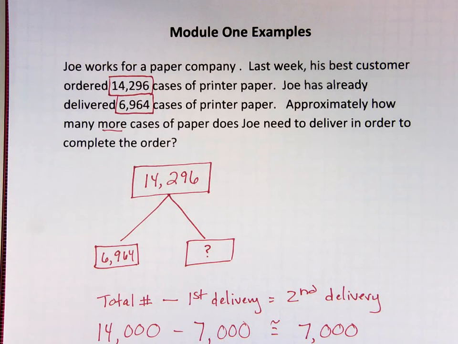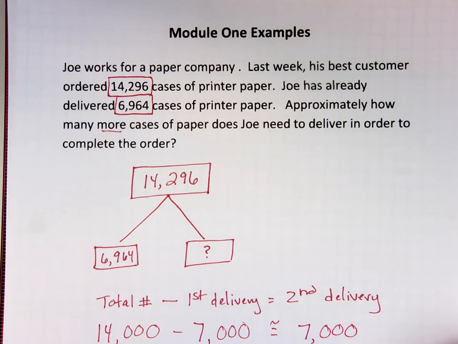Step 4, reflect on the problem. Did we answer it? And I believe that we did. We know how much should be in the second delivery now. Let's move on to another example.